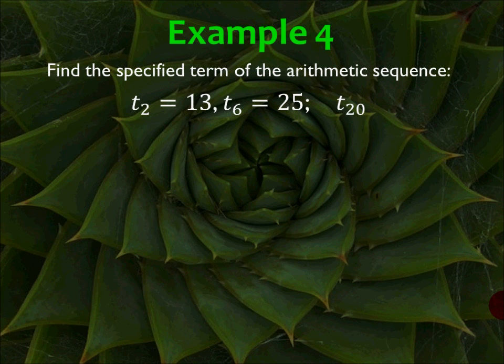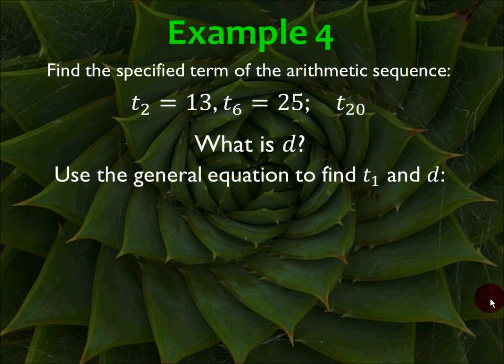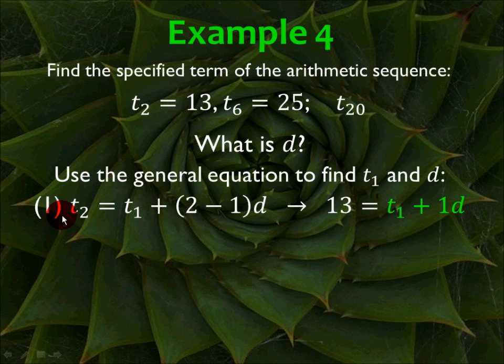T2 is 13, T6 is 25, find T20. Now, you will remember that our formula for the nth term requires we know the first term. Well, how do we do that? Let's first figure out what D is. Well, we don't know, so let's use our general equation to find T1 and D. We know that T2 is T1 plus n minus 1, which is 2 minus 1 times D, or 13 in this case equals T1 plus D.